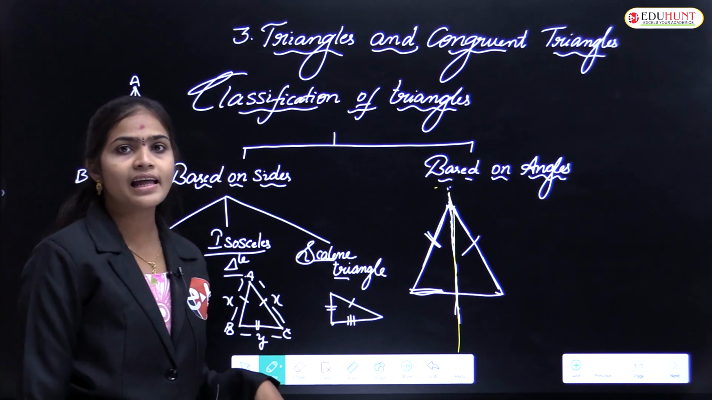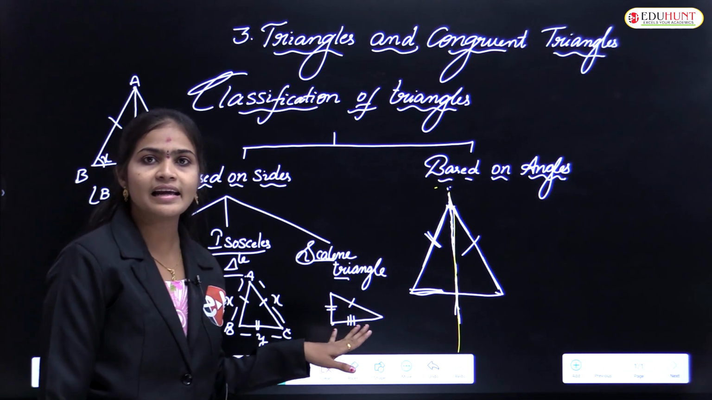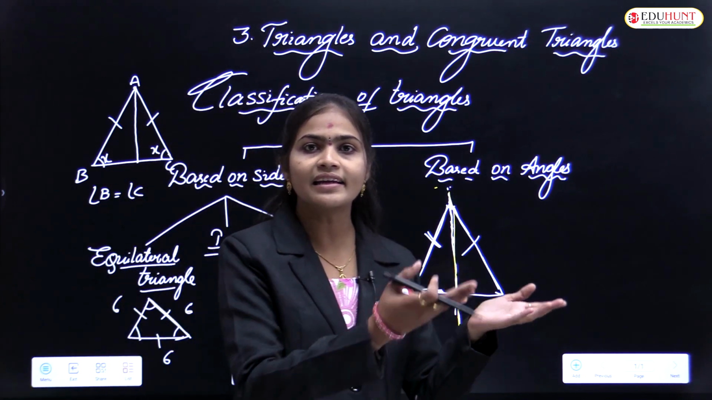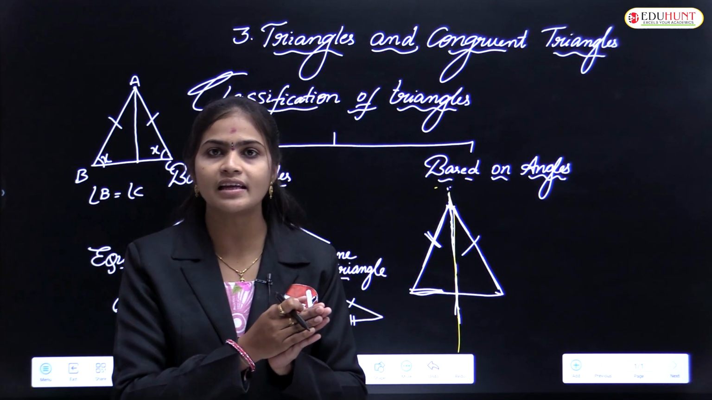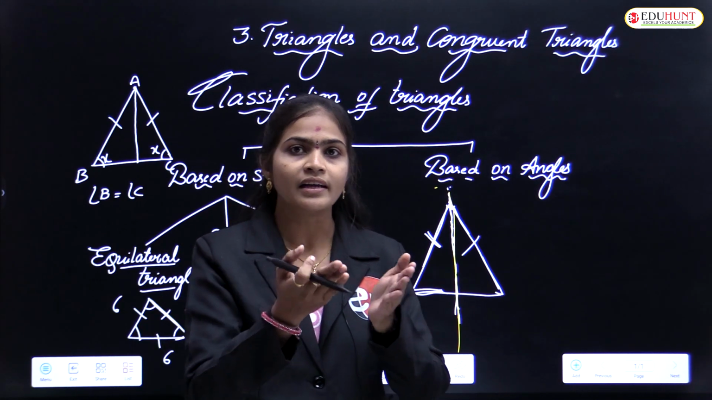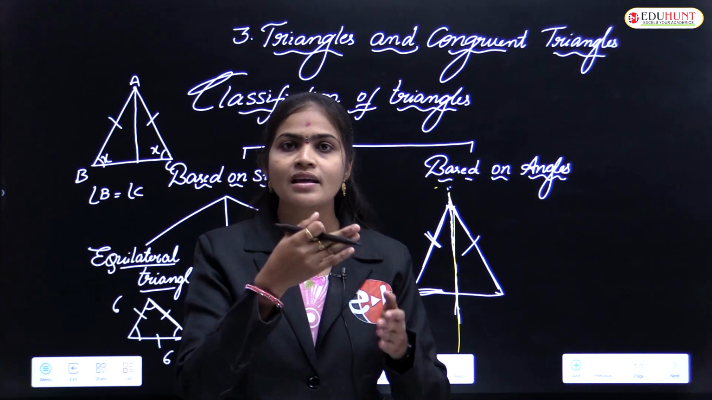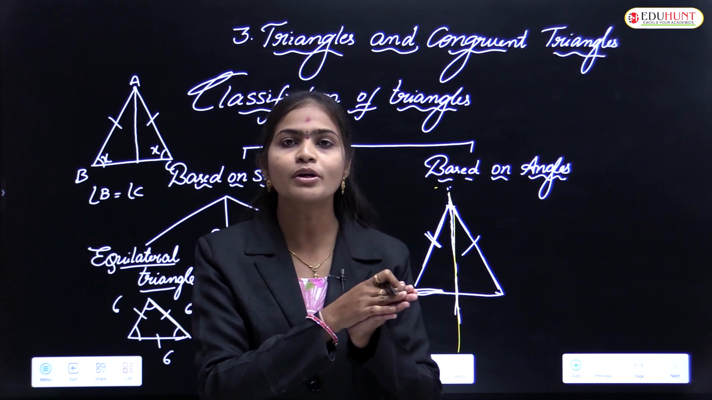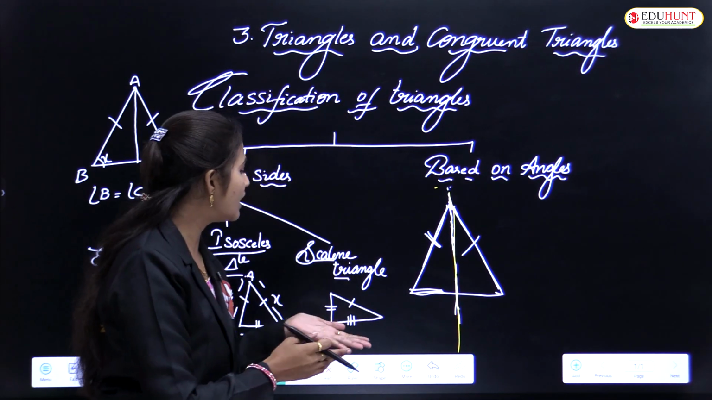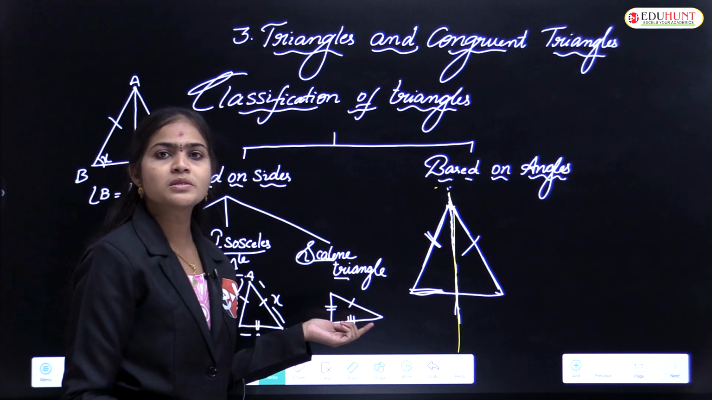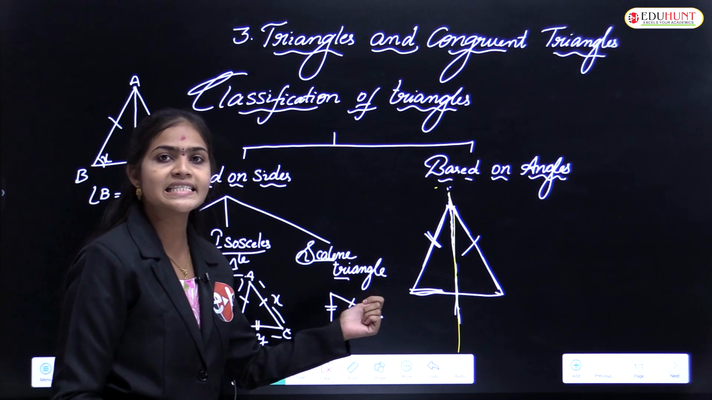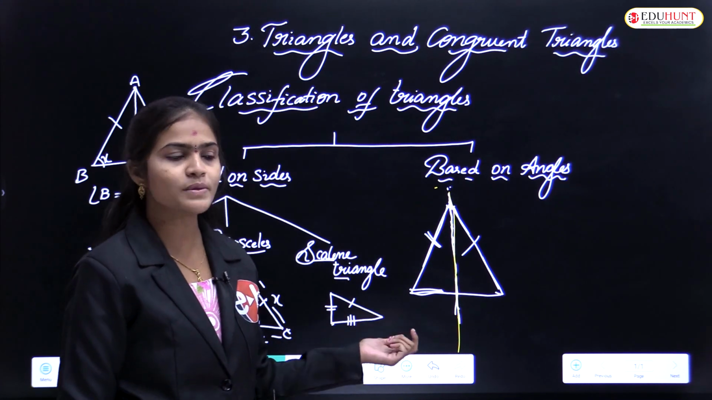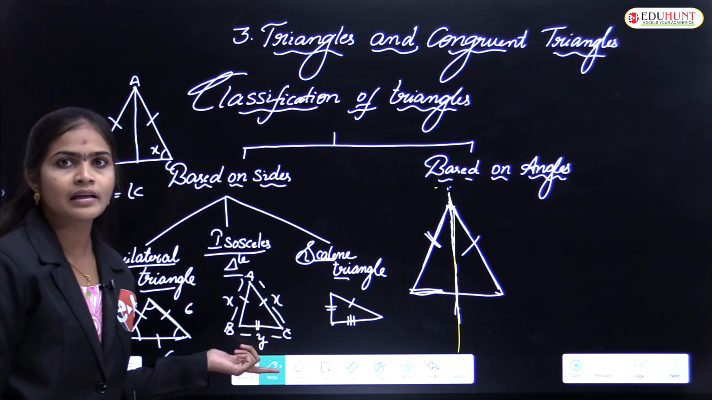Come to the scalene triangle. Is it possible to draw any line of symmetry here? Not possible. Why? Because no two sides are equal, so it cannot be exactly overlapped on each other, right? If you divide the triangle into two parts, one part cannot exactly overlap the other part, no? Why? Because no two sides are equal. So is line symmetry possible here? Not possible. So a scalene triangle has no line of symmetry. Is it clear to you?